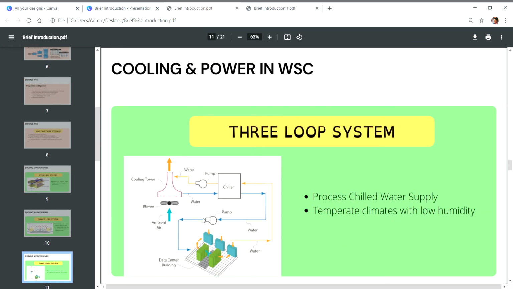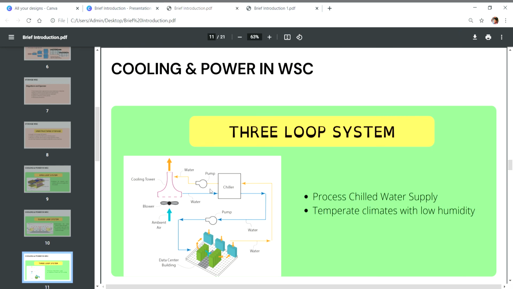Next, I'll go to the three loop system. In this three loop system, for the computer room air conditioning, you can focus on these blue arrows here. They receive a chilled water or a processed chilled water supply from an intermediate circuit containing a chiller. So the chiller exchanges the heat into a condenser water loop that is open to the atmosphere through the cooling towers.